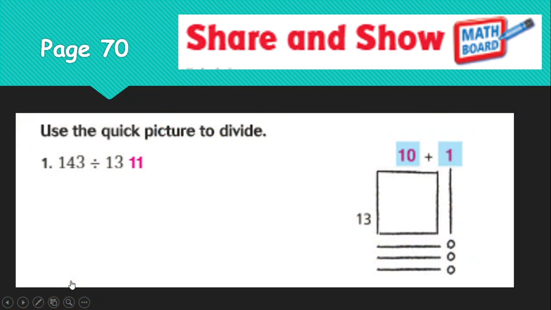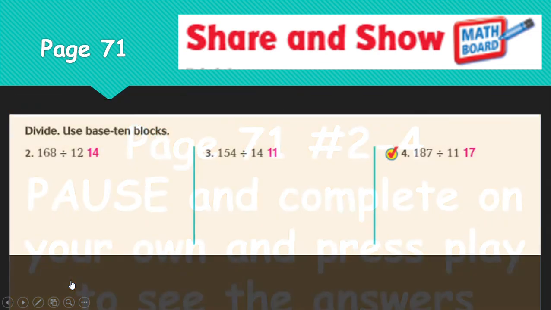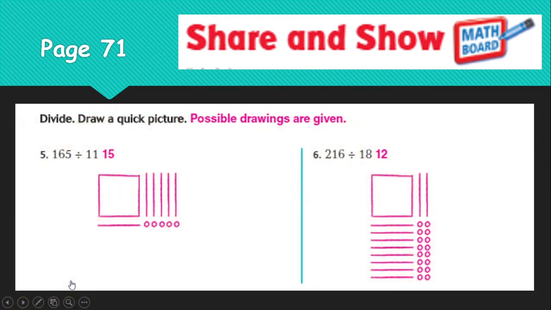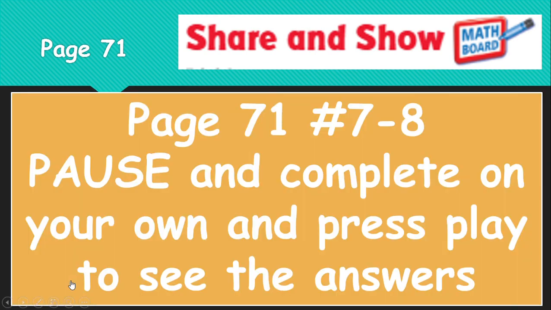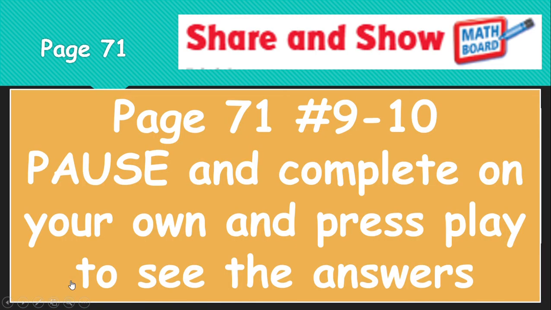All right, there's your answer. Do the same thing for 2 to 4 on page 71. Go ahead and pause. Here's the answer. Go ahead and do the same thing for numbers 5 to 6. Pause. And here are the answers. 7 through 8, pause. Here are the answers. And 9 through 10, pause.